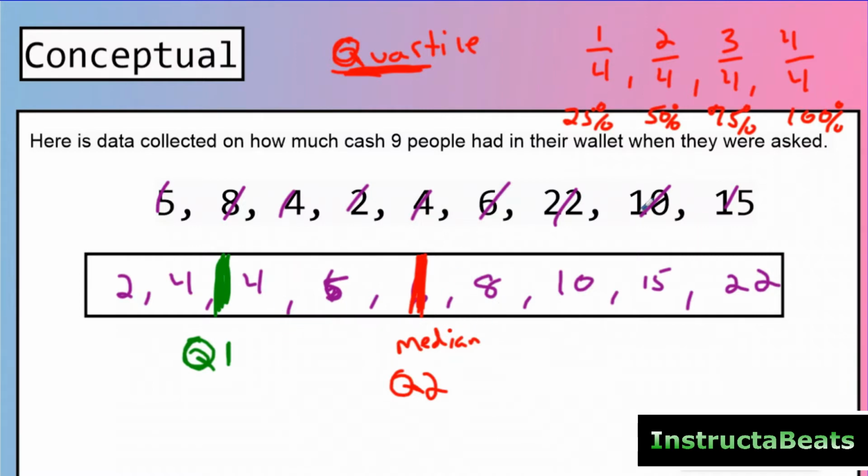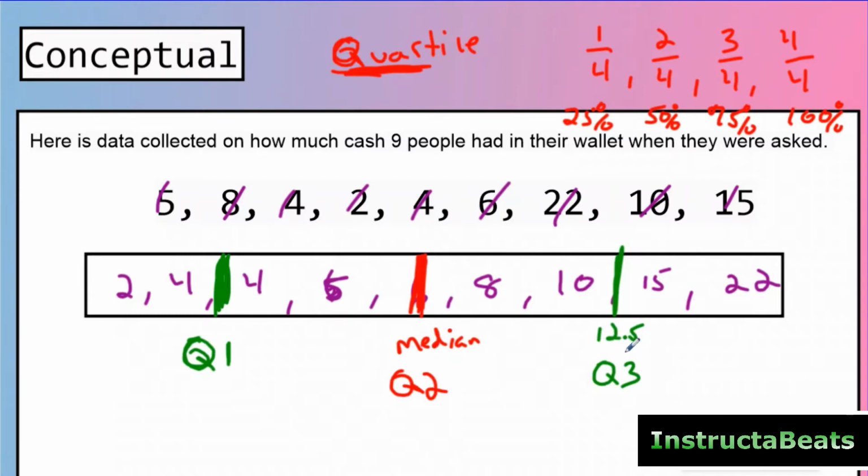We're going to do the same thing with the numbers to the right of our median. So we're going to cross out 8, 22, and then we're going to have 10 and 15 left. When you find the average of both of those, your third quartile is going to be 12.5, and that's going to be your third quartile.